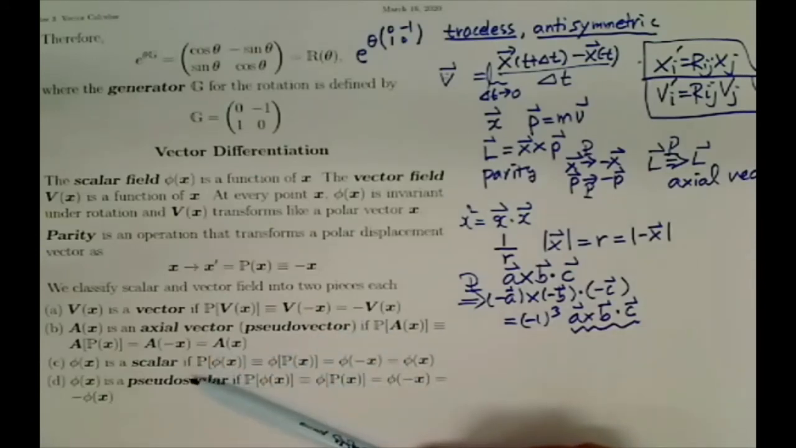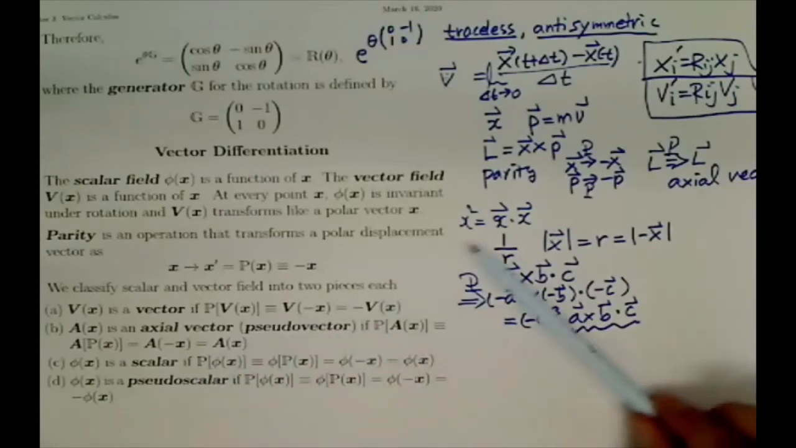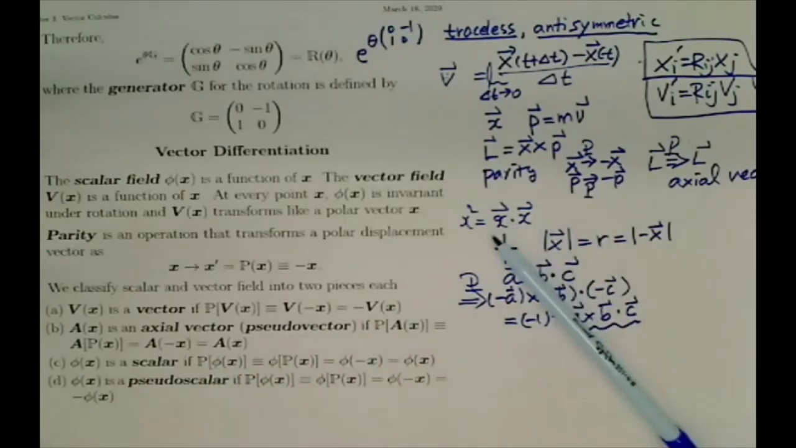A scalar field is invariant under rotation, and it is also invariant under parity. For example, x squared is a scalar. It does not transform at all under rotation. And if I apply parity, x becomes minus x. But because x appears twice, x squared does not flip the sign. Therefore, this scalar is parity even.